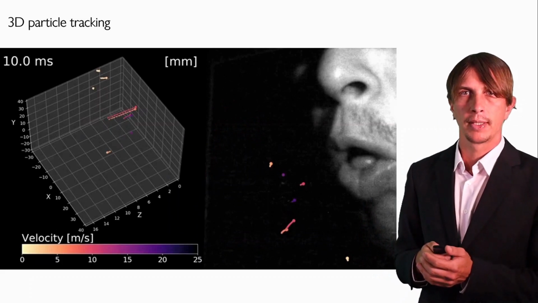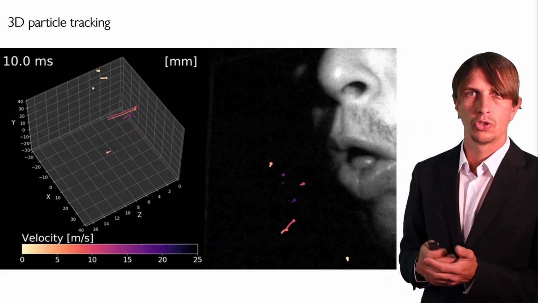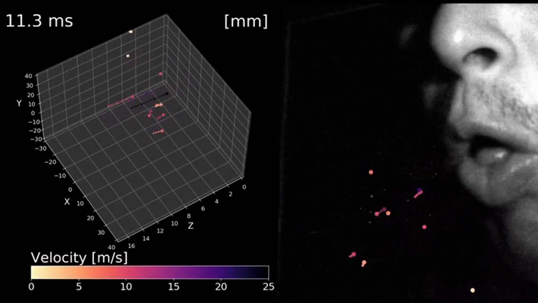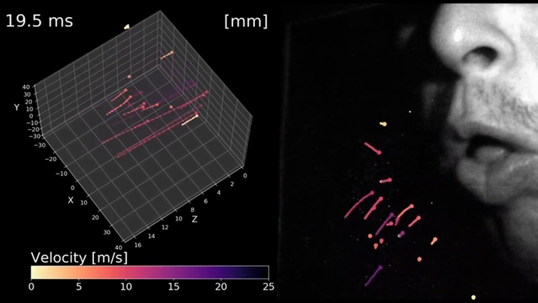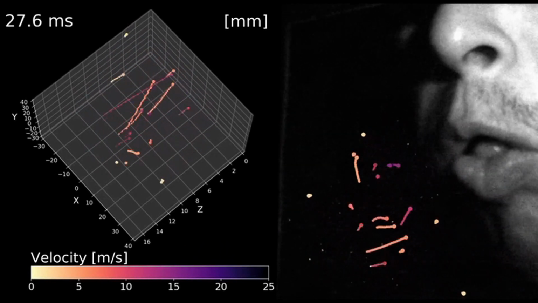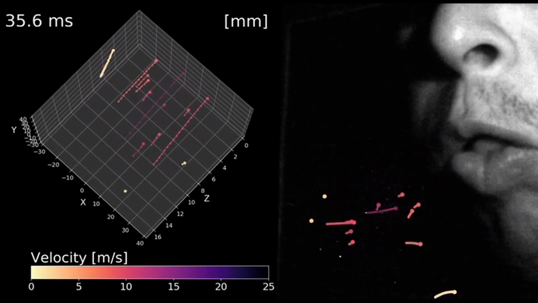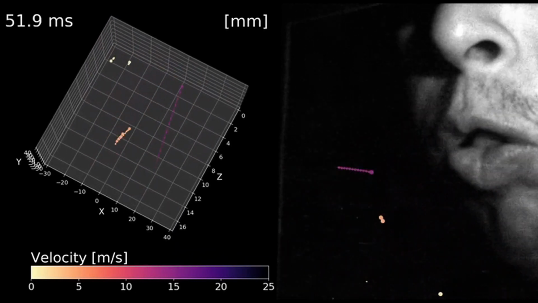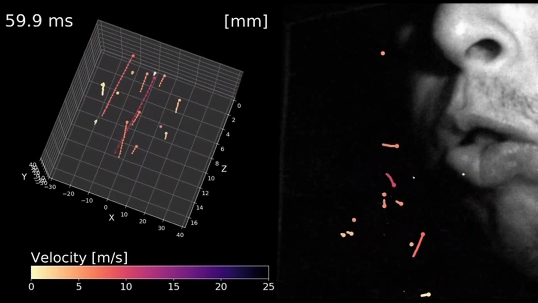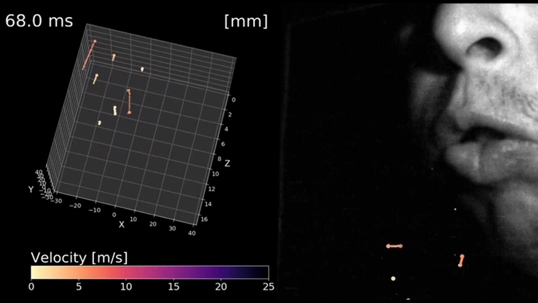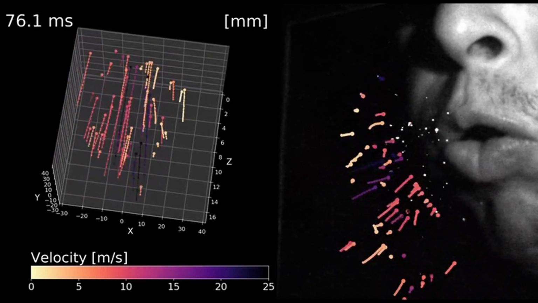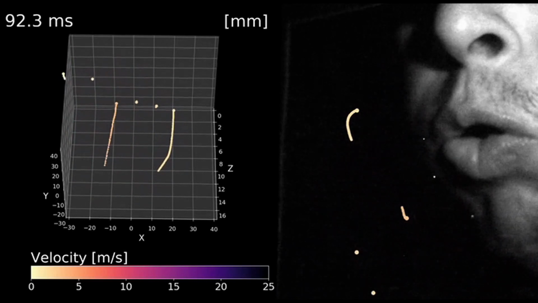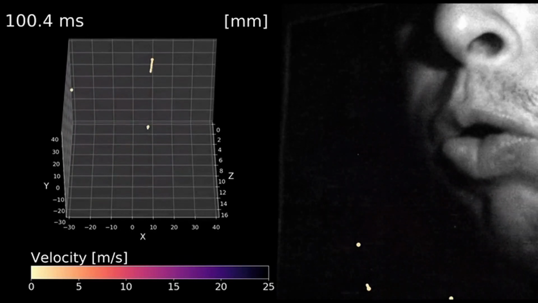Now the 3D particle tracking has been done, and I'm going to show a movie of how this 3D has been applied. We can see that the particles are going up to 25 meters per second. The slowest are below 5 meters per second.